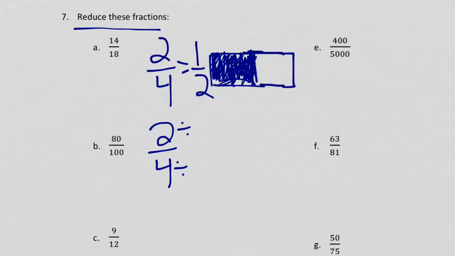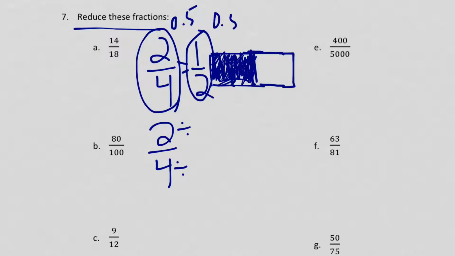If we were to divide 2 by 4, we would get 0.5. And if we were to divide 1 by 2, we would also get 0.5. So here we have two fractions with the same value.